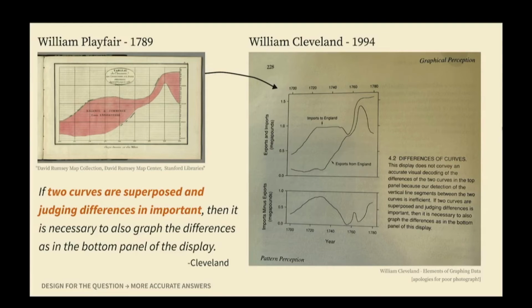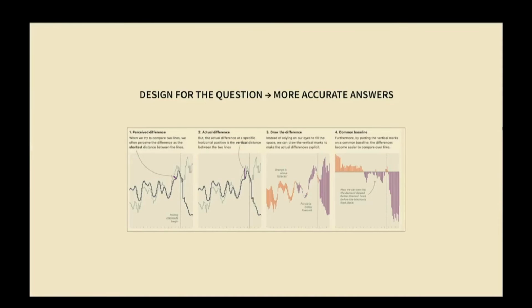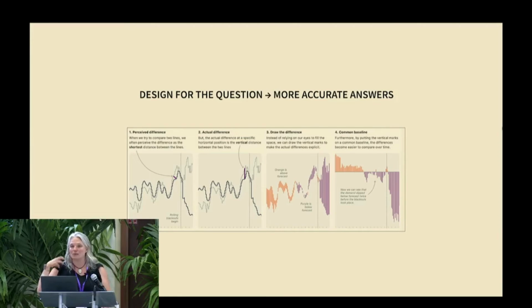If judging differences is important, you need to also show the difference. By designing for the question, we can actually be more accurate on what is most important to us. Make sure that the answers that are most important to us are also something that we perceive with the most accuracy.